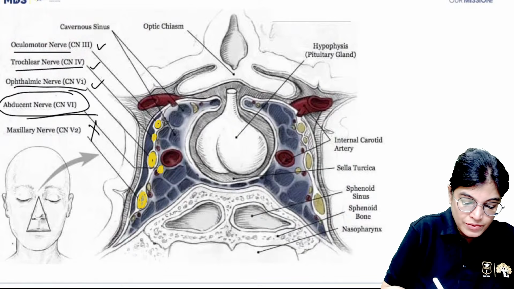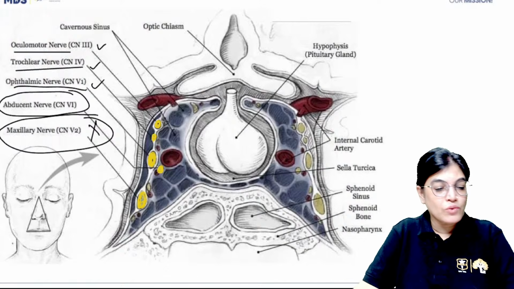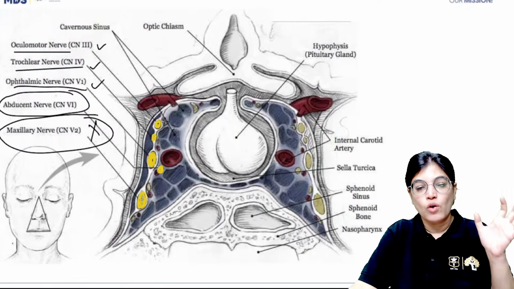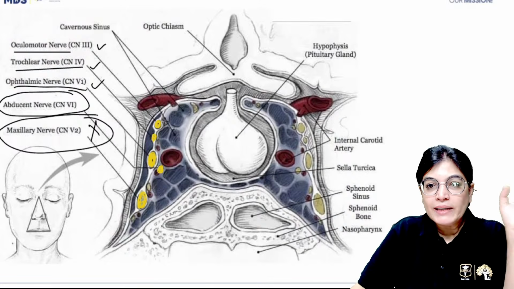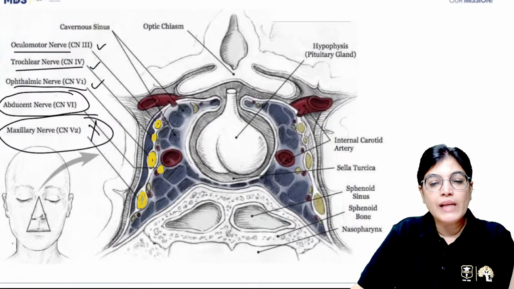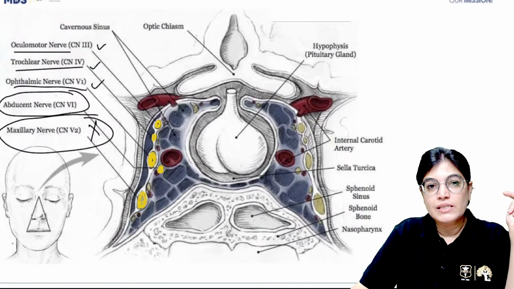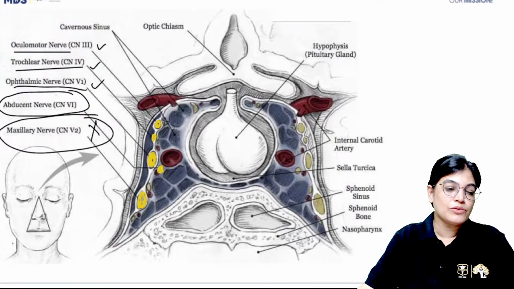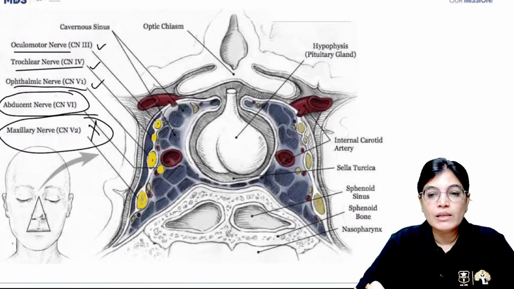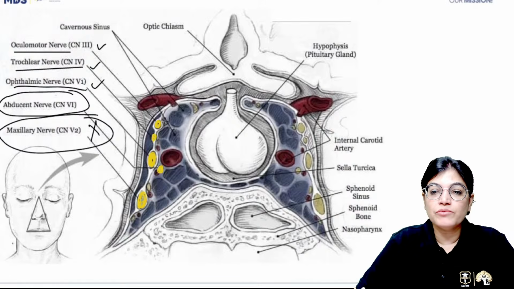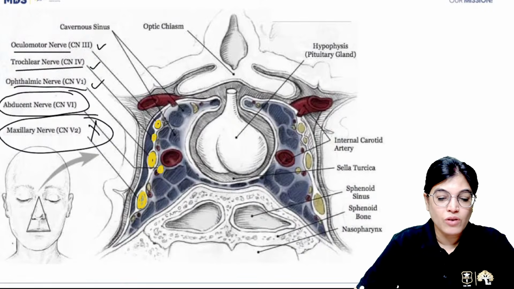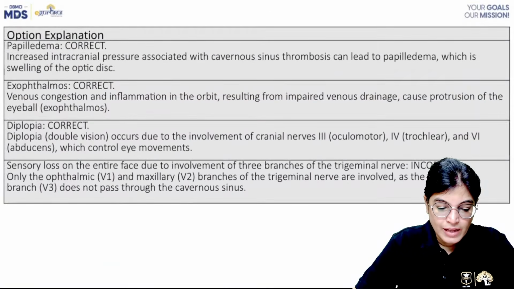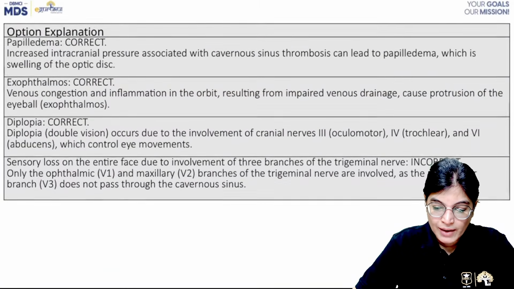The maxillary division of trigeminal nerve is not included as a relation in the lateral wall of cavernous sinus. That means the ophthalmic division of trigeminal nerve, oculomotor, and trochlear nerve along with the abducens nerve are related in the cavernous sinus. So we will not have all three divisions of trigeminal nerve related in the cavernous sinus, and the entire face sensation is not lost. So we have got the correct answer.